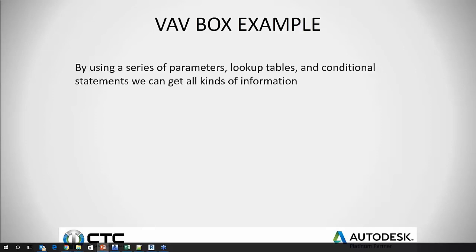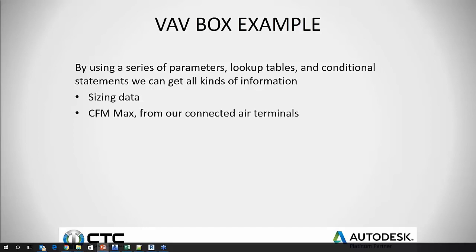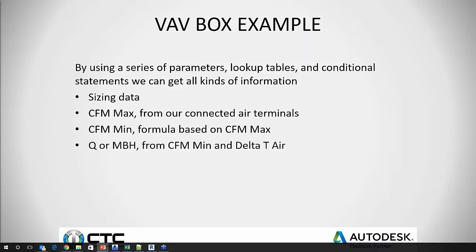Now in the VAV, we're using parameters and lookup tables and conditional statements. So we can pull in sizing data, the CFM maximum from our connected air terminals, and then we're calculating our CFM minimum based upon that. And then from there, we can calculate our Q or MBH and CFM minimum and delta T. Then from our GPM, we can get GPM from that Q that we got earlier and the delta T water. And we can also calculate our KW from MBH.